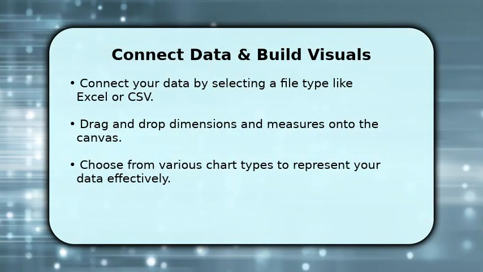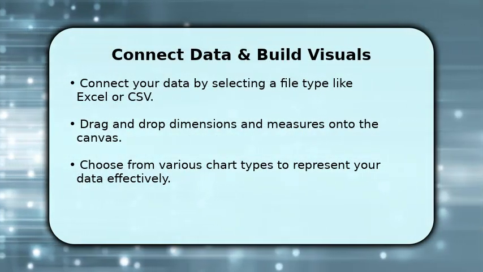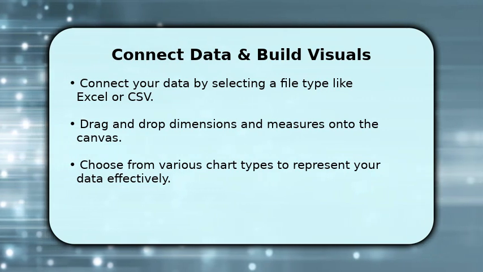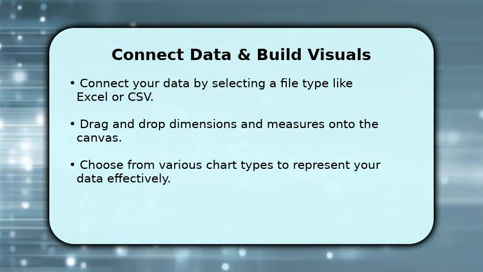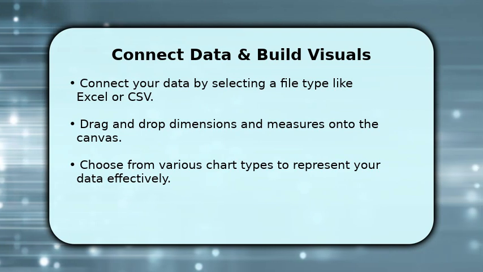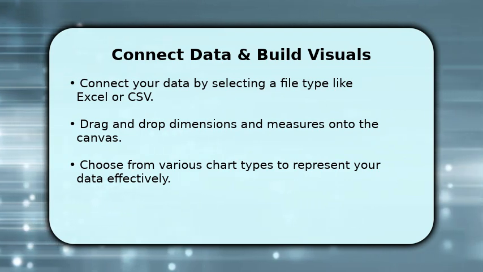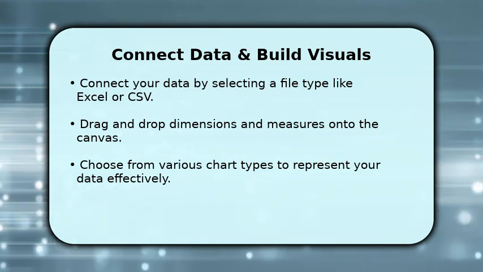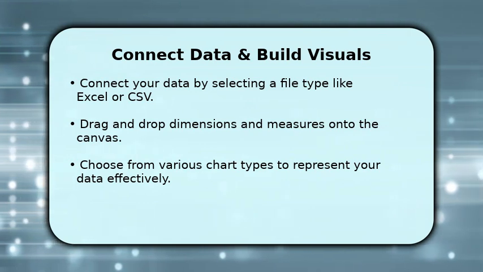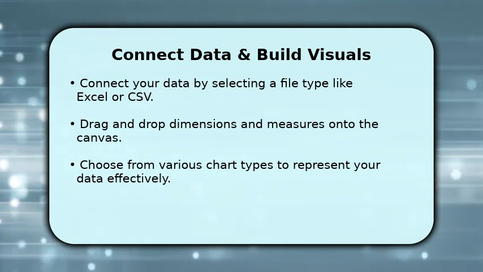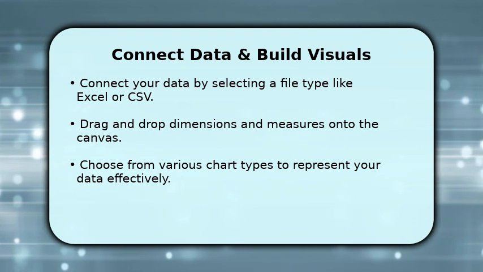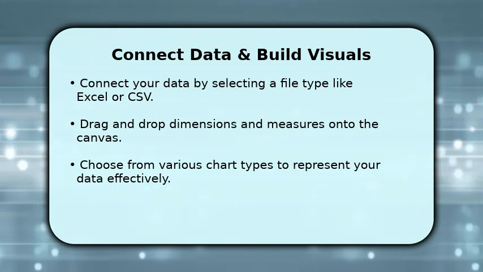Now, let's connect your data. Click to a file and select your data source, perhaps an Excel spreadsheet. Once loaded, you'll see your data fields on the left. Drag a dimension, like category, to the columns shelf and a measure, like sales, to the rows shelf. Tableau will automatically suggest a chart type, but you can easily change it to a bar chart or line graph.